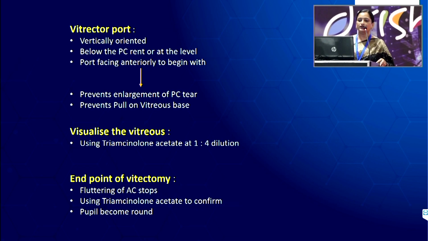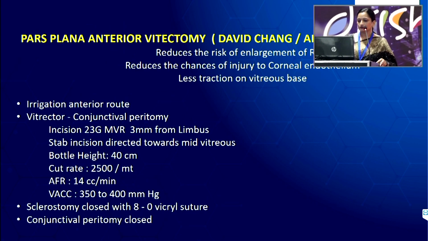You cut all the vitreous that is there in the anterior chamber. After that, you go deep, just below the PC rent, and cut the vitreous at that area also with the port facing anteriorly so that you can visualize what you're cutting. Always stain the vitreous if required. And how do you know the end point of vitrectomy? There's fluttering in the anterior chamber, everything quietened down, like you saw in the other case, and the pupil becomes round.